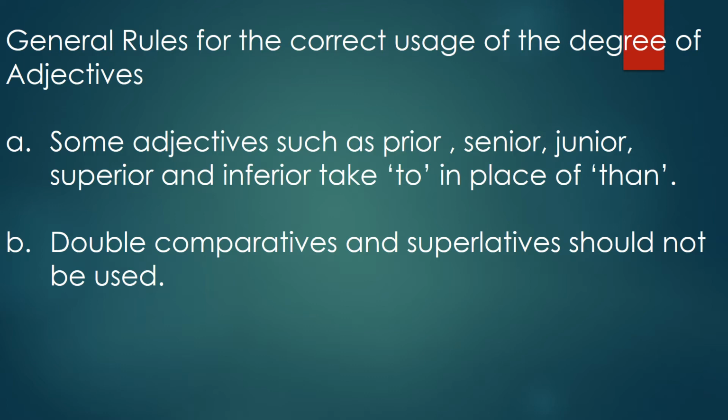Now there are some other rules also to follow. The word than is used in a sentence when two people or things are compared. It is used with adjectives of the comparative degree, like Asia is larger than Africa. Second, the article the is used before the superlative form. Everest is the highest mountain in the world. So these are some general rules for the correct usage of degrees of adjectives.